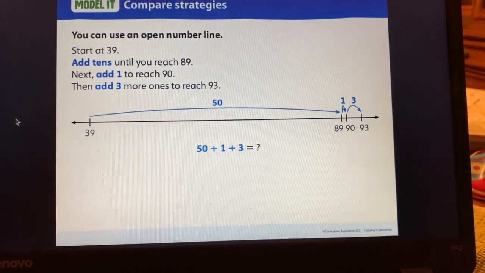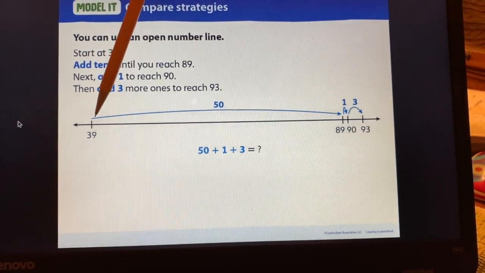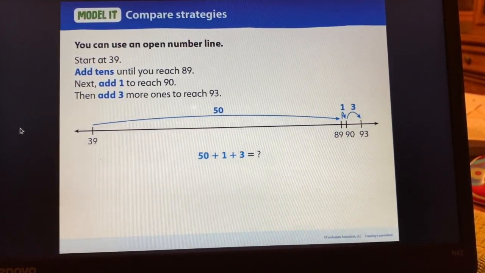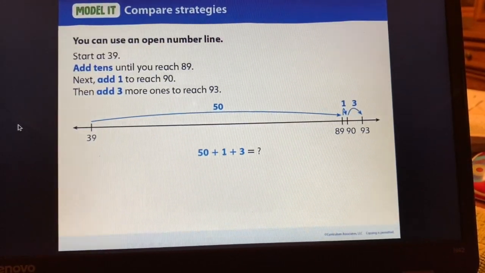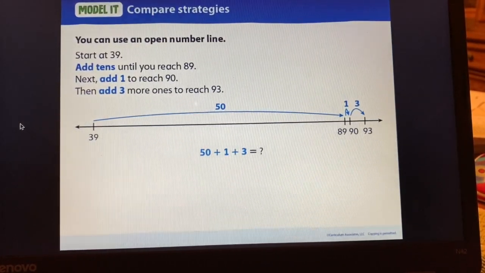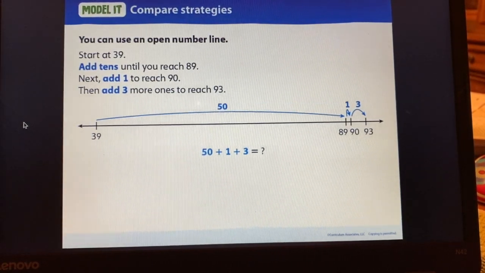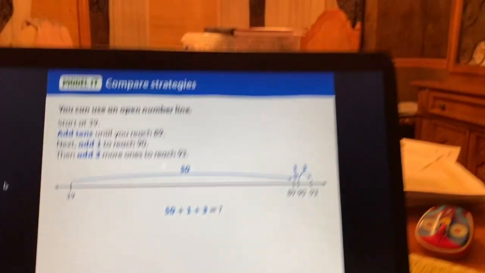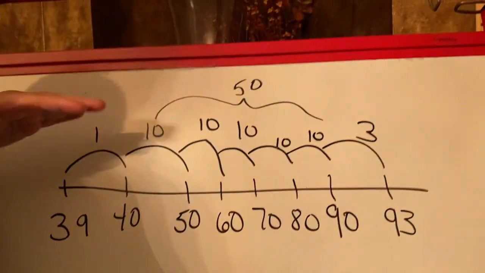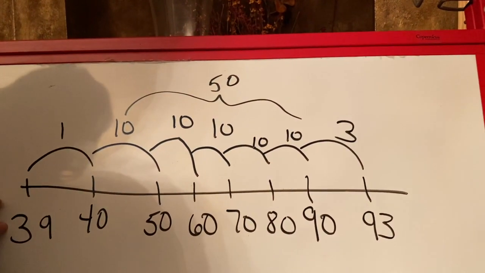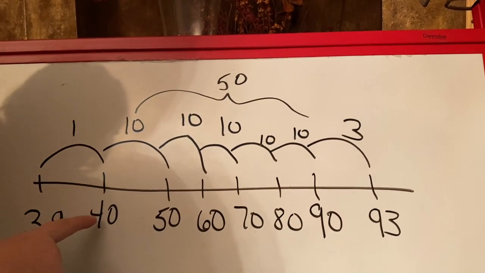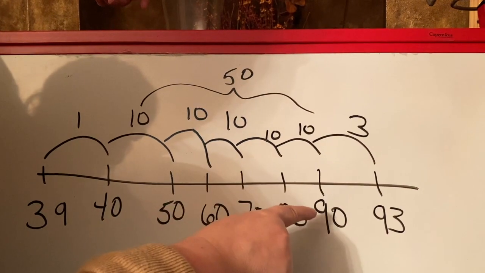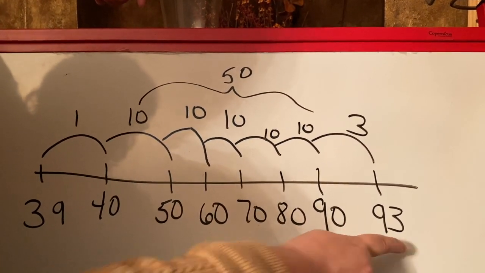We're going to start at 39, which they did here, and then we're going to add 10s until we reach 89. And then we need to add 1 to reach 90, and then we need to add 3 more ones to reach 93. And I want to show you over here on the board how we normally do it. This is how we've been doing it in class. We would start at 39. We would hop to the nearest 10, which was 40. Then we would keep hopping 10s till we got to the nearest 10 of our sum, right?